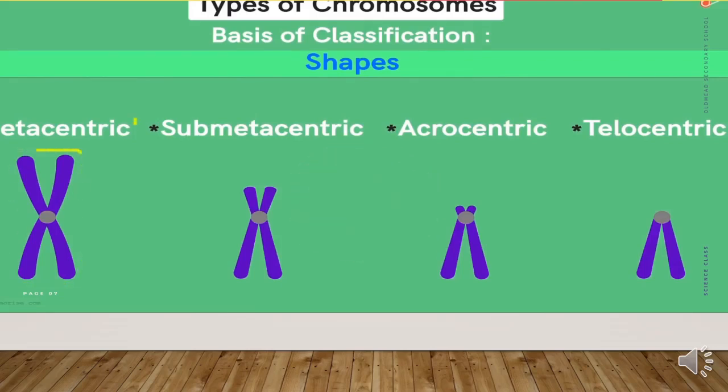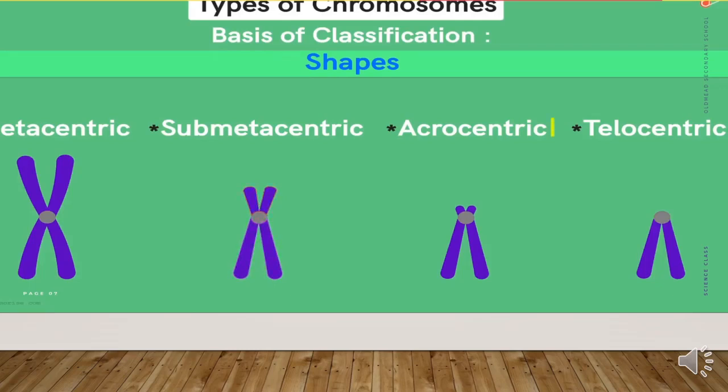This one is called the metacentric type. As we can see, the centromere is placed almost exactly at the center. The 2 arms seem almost of the same length. We can say that the centromere is placed somewhat in the middle of the complete structure. Now the next type is the submetacentric. Here, the centromere is placed slightly away from the center. As a result, the 2 arms of the chromosome appear unequal.